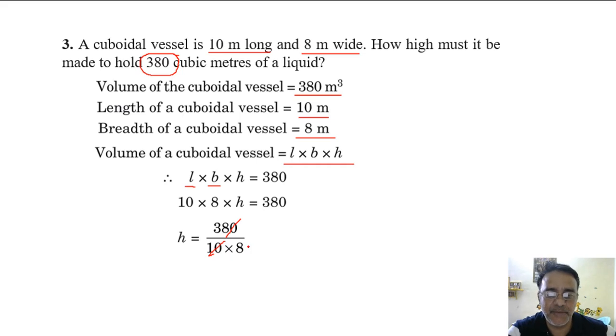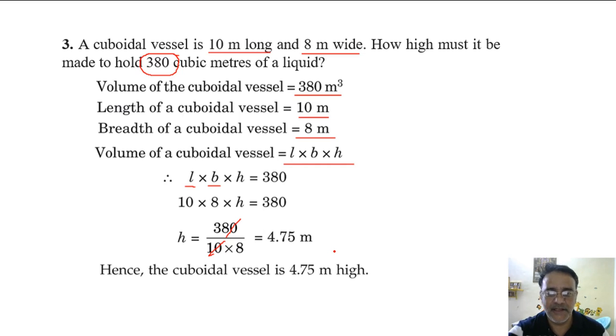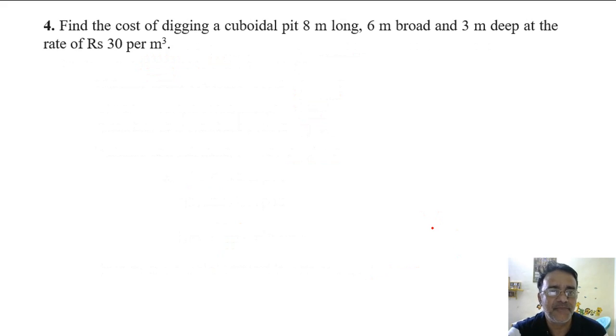So 38 upon 8 is the final answer, that is 4.75 meter. Any doubt? No, sir. Now we'll move towards the next question, that is question number 4. Find the cost of digging a cuboidal pit 8 meter long, 6 meter broad and 3 meter deep at the rate of rupees 30 per meter cube.